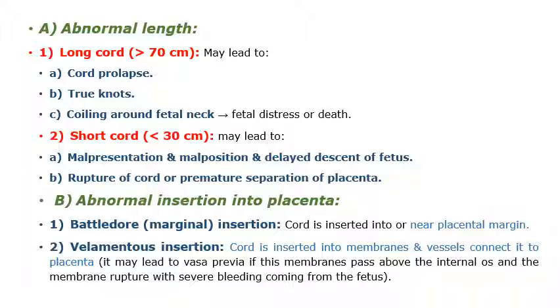Abnormal insertion of the cord: in battledore or marginal insertion, the cord is inserted into or near the placental margin. In filamentous insertion, the cord is inserted into the membrane and the vessels are connected to the placenta. It may lead to vasa previa if this membrane passes above the internal os and the membrane ruptures. There will be severe bleeding coming from the fetus with severe fetal distress, and the baby may die.